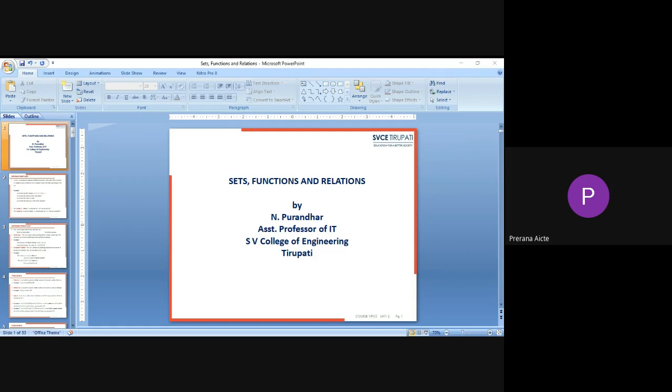Examples are the set of all positive integers, the set of all planets in the solar system, the set of all states in India, the set of all the lowercase letters of the alphabet. Like that, we can consider examples for a set.